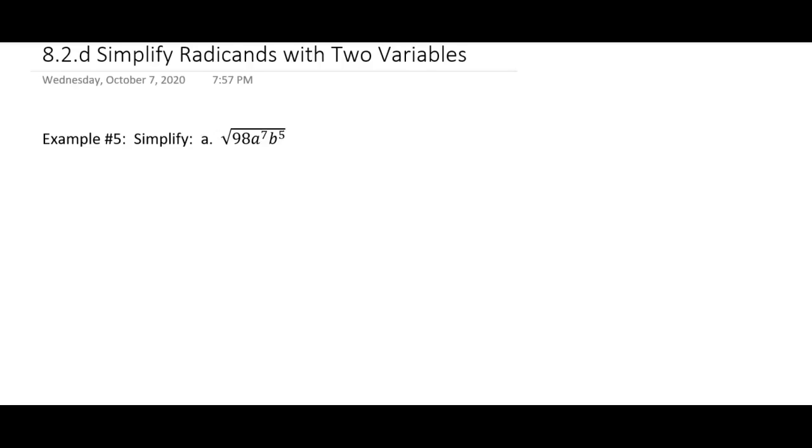All right, so these problems are going to be similar to the last video. It's just that there's more than one variable. So 98, we're going to think of 98 as 49 times 2. And then we have a to the 7th. You can think of it as a to the 6th times a if you want. It might be easier to look at it that way. And then b to the 4th times b. So I'm making that first exponent to be divisible by 2.